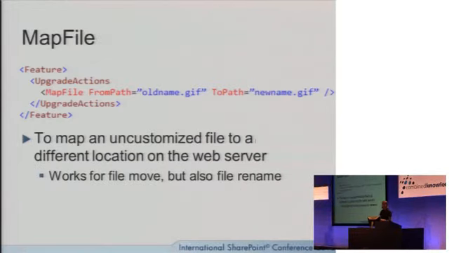And we have a MapFile element. I haven't seen this one being used that often, but we could either rename an existing file or we could move an existing file from one folder to another. This example is a rename, so you can see that we move a file from path oldname.gif to path newname.gif. We could also map to a different folder structure.